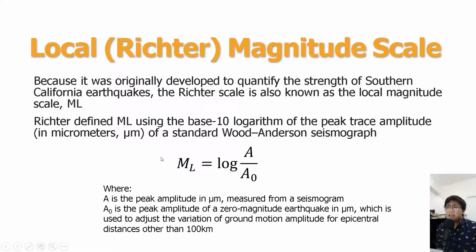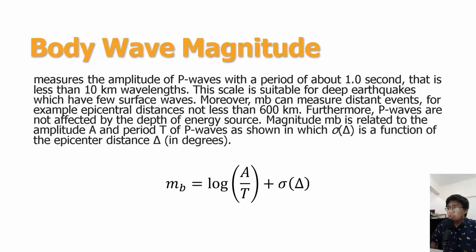Okay? So local magnitude scale. So ginagamit yan based sa local. So yung A sub 0 is adjusted sa variation based dun sa local kung saan siya ginagamit. So ibig sabihin nun, yung A sub 0 pang Philippines is iba yung A sub 0 na ginagamit sa California. So ganun siya. Okay? So next natin is yung body waves.